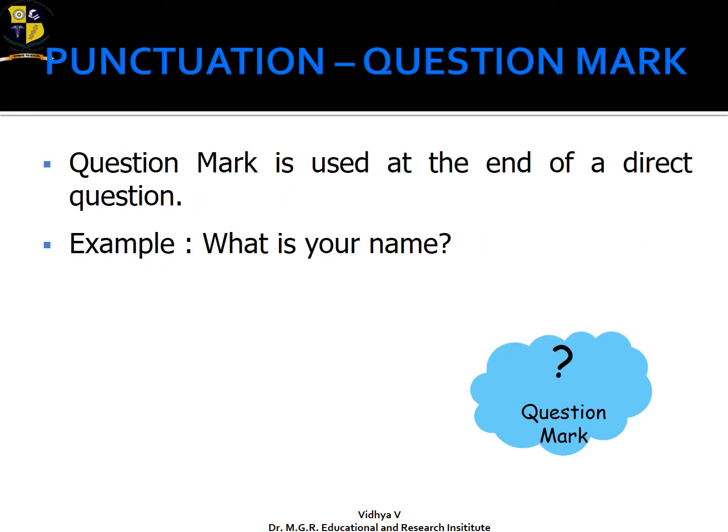Next punctuation is the question mark, which is used at the end of a direct question. When you're asking a question, you should always end it with a question mark. An example is, what is your name?